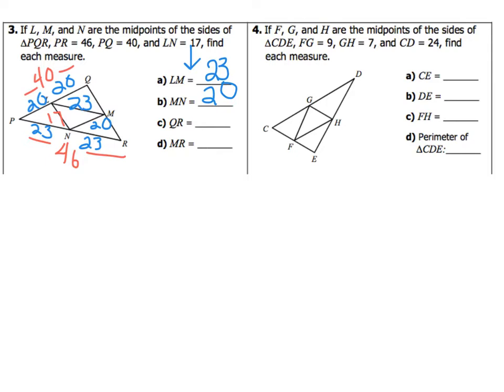From Q to R, we don't have it filled in, but let's see what it's parallel to. So QR is parallel to LN. So therefore, this is 17 and this is 17. So how much is the whole segment? You got it. It's 34. How much is M to R? It's 17. So for the next one, number 4, you try, hit pause, and come back.